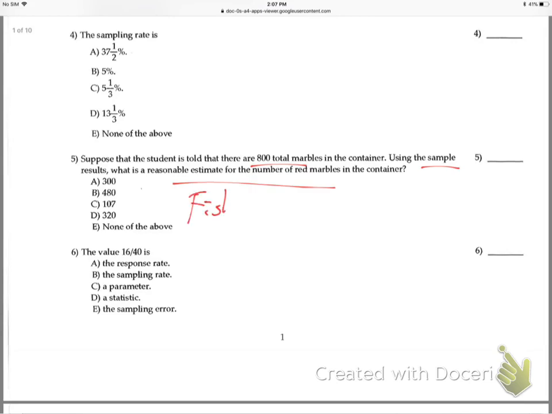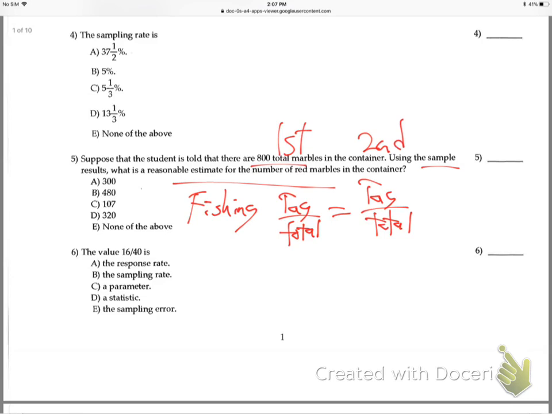This is fishing. This is the fishing thing. Remember the counting the fish in the lake thing? Remember it's, what was it? Tag. Tag over total. Remember that kind of thing? First catch, second catch, capture, recapture, we called it. Remember that whole thing? Instead of tag, though, how are we tagging marbles? They're red. We're talking about red or not red. The red is the tag.